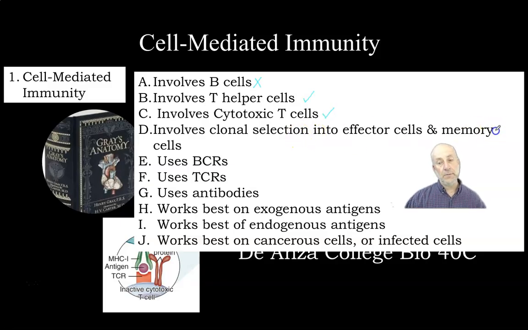Involves clonal selection, you better believe it, into effectors and memory. In this case, both helper T and cytotoxic T. Uses BCRs? Nope. That's coming up next module. Uses TCRs? Yeah. Antibodies? Just wait. It's coming next module. Based on exogenous? Just wait. Next module. Endogenous antigens. An antigen inside of an infected body cell. COVID-19 virus inside of your type 2 septal cells when you have COVID. That's what cytotoxic T cells are really good at. And works best on cancerous or infected cells. That is also cell-mediated immunity.